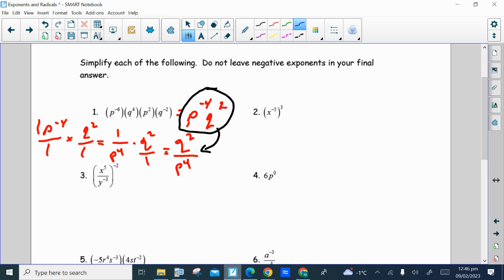Okay, question 2. What do we do to those exponents, Jensen?